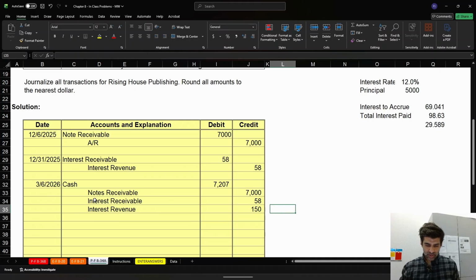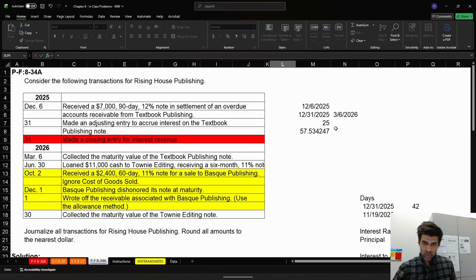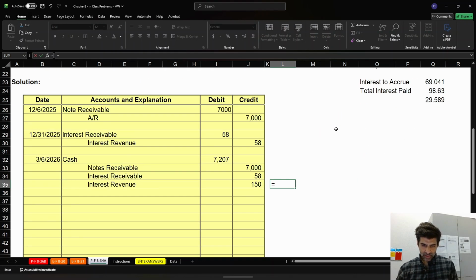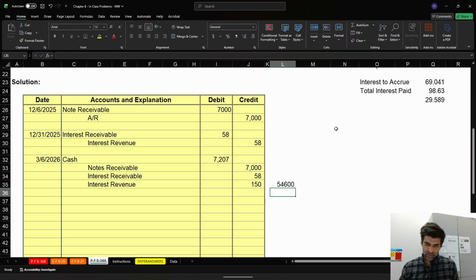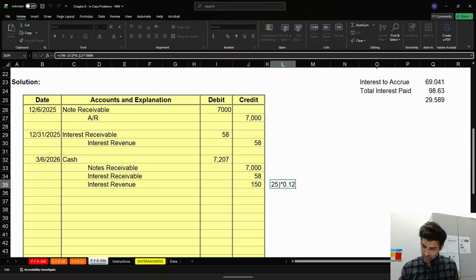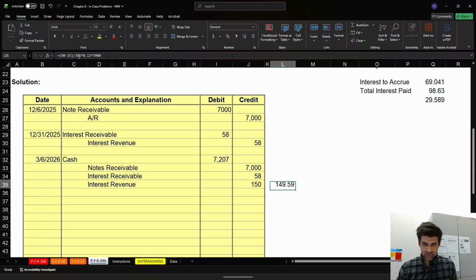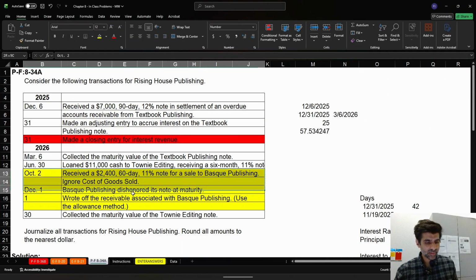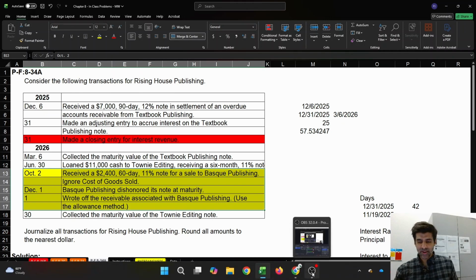Okay, and just to make sure, so it's 25 days. If I do 90 minus 25, that's the number of days in 2026 times 0.12 times 7,000. I should get the same number. Oops. Divided by 365. So yeah, it's rounded. Okay, so everyone should be good with that. So take a couple of minutes, try to figure out these last couple journal entries, and maybe I can do them in the last minute of class.